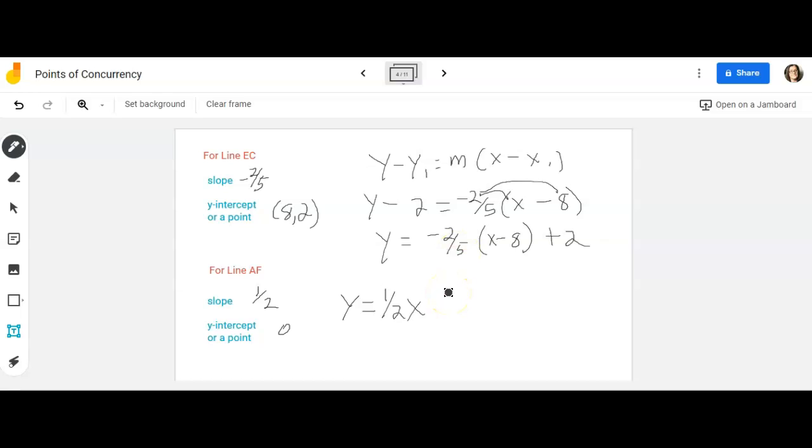That'll just save me having to deal with this fraction. So, I'm going to write this down real quick. 1/2 x and -2/5 x minus 8 plus 2. And I'm going to go grab a Desmos calculator.